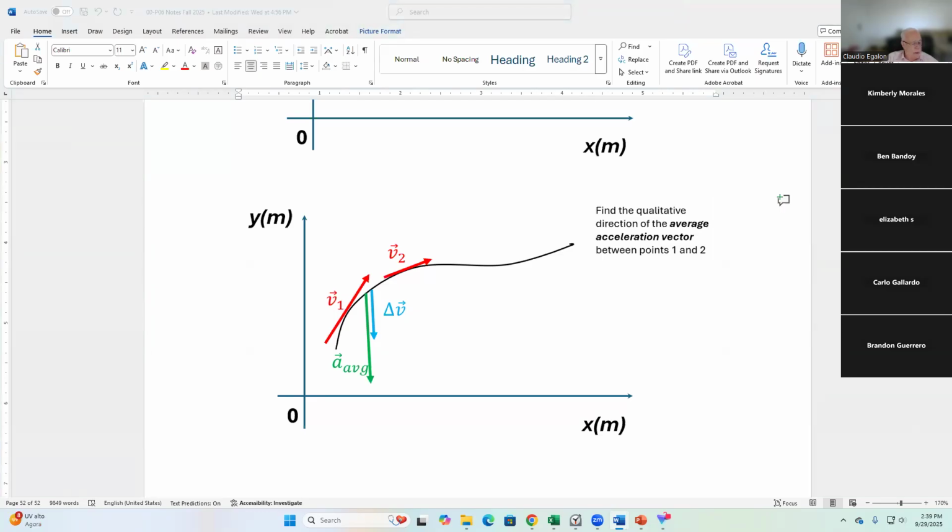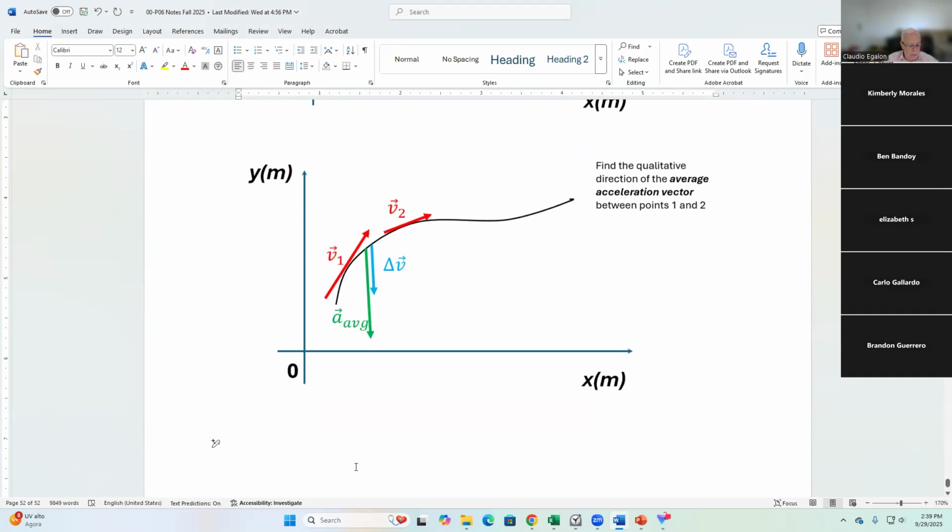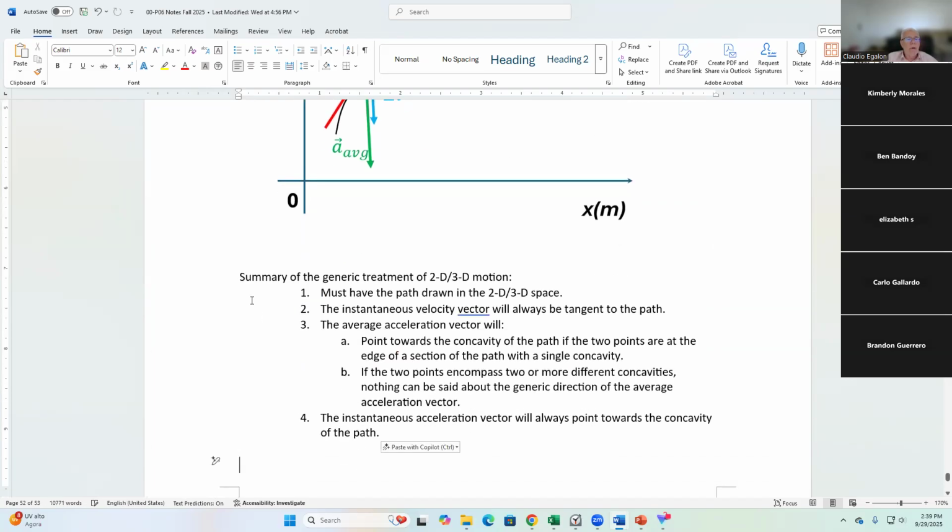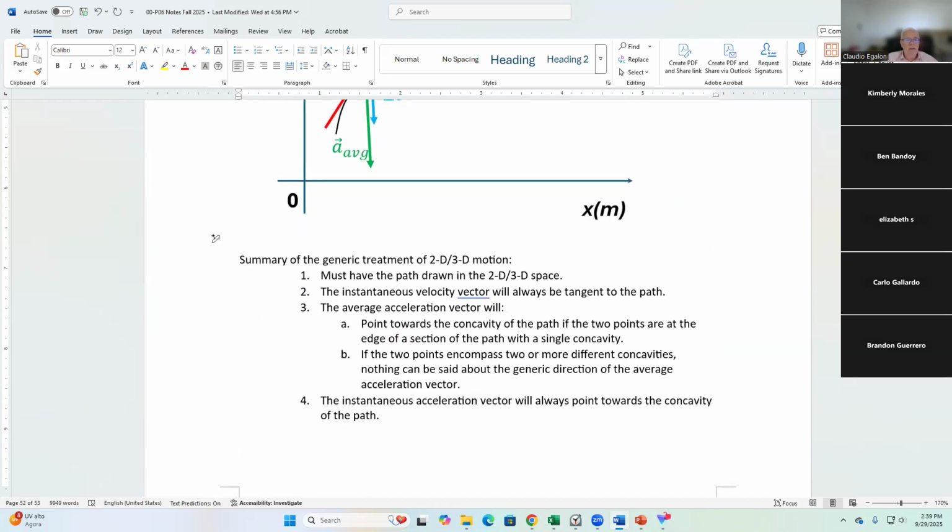Okay, so summary. Let's use these few minutes to summarize what we did before we go into the break: the summary of the general treatment of 2D and 3D motion. First, you must have the path drawn in the 2D or 3D space. The instantaneous velocity vector will always be tangent to the path. If there is a question in the exam about that, I don't have to tell you. This is something that you have to memorize: the instantaneous velocity vector will always be tangent to the path.